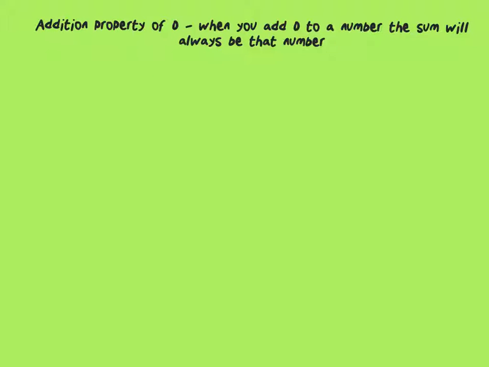2 more properties that we need to cover. And these will be the easiest, and you'll probably like these the best. The first one is the addition property of 0. And all this says is when you add 0 to a number, the sum, or the answer, will always be that number. So notice in your book it says 7 plus 0 is going to be 7. Right? That makes sense. And then that's also true with algebra if we were to use variables.